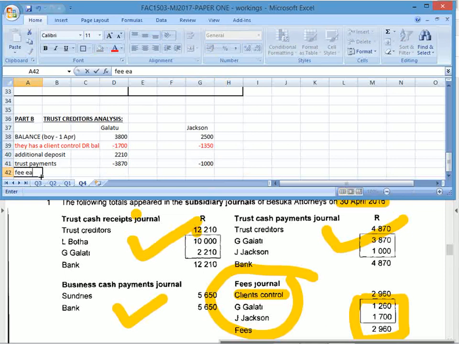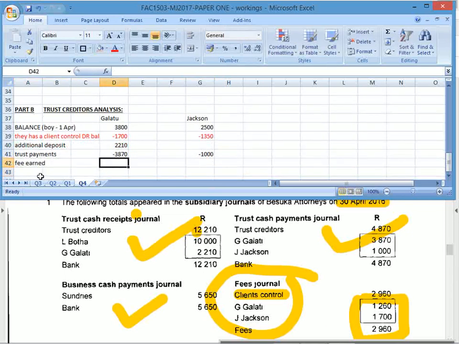Okay, so fees earned. Right, so as a business, you're going to earn a fee. You're charging G 1,200, so they're going to owe you more or less. Or let me ask you this. Are you going to owe them more or less? You're going to owe them less because they owe you more. Does that make sense? Okay, so think about it. You've got a trust creditor, which is representing what? Money that they've given to you. Is that your money? No, it isn't.